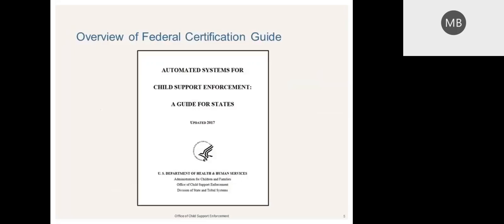This is the certification guide. You can find the guide on the OCSE website. The guide is a framework to develop the STIC system.